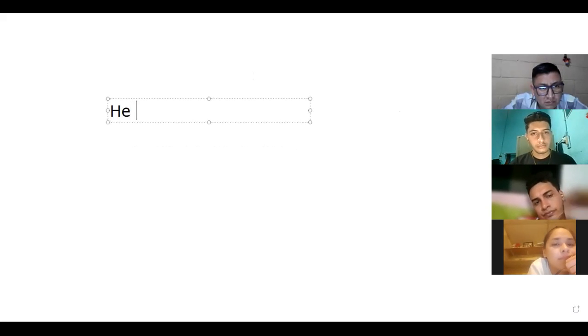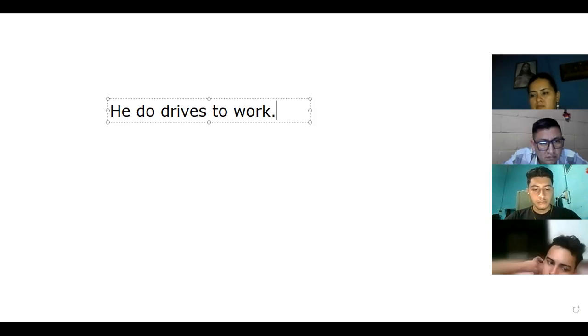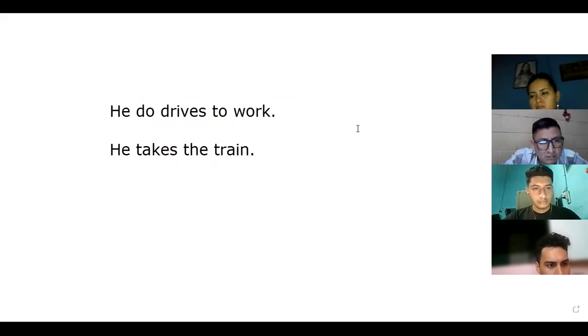En este caso, el significado do simplemente nos sirve para hacer una afirmación o darle fuerza a la afirmación. Miren, no está actuando como un complemento o como negativo, sino que digamos que nosotros estamos dando información de él y decimos, no, he takes the train. Y insistimos nosotros, he takes the train to work. Pero viene alguien y nos dice, no, he do drives to work.